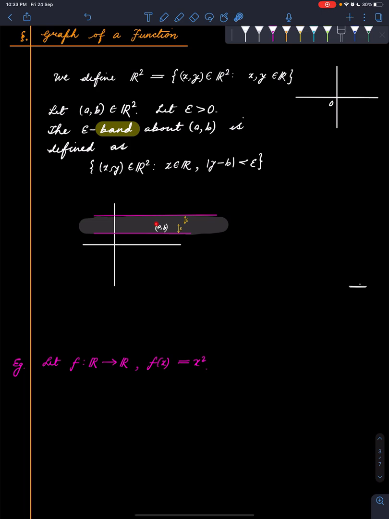So if this is b, you project it here, you get b, and what are the y's which satisfy this? Those are precisely where you're allowed to go epsilon up and epsilon down, but no further. So these are all the y's, and since x is unconstrained, this whole region is the epsilon band around (a, b). This is not standard terminology; I just invented it for the purpose of this lecture. So, very simple definition: epsilon band.